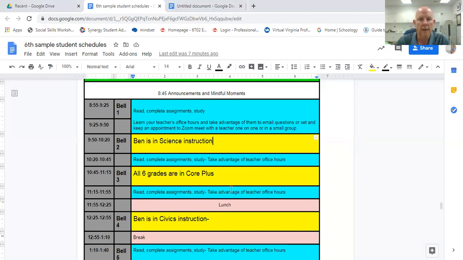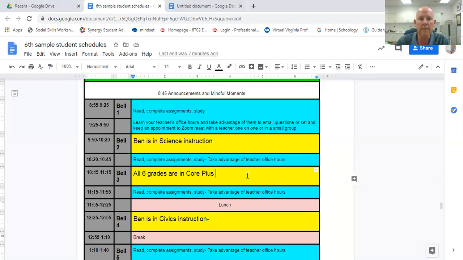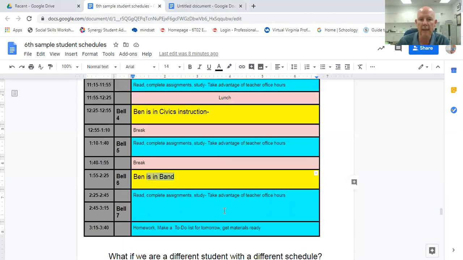Small break, moves into that third bell, Core Plus, 5 days a week. Again, because it's Tuesday and Thursday, it is Civics and Science Day. So here we are for Ben, Bell 4 Civics instruction, and ending his day down here with live instruction in band class.